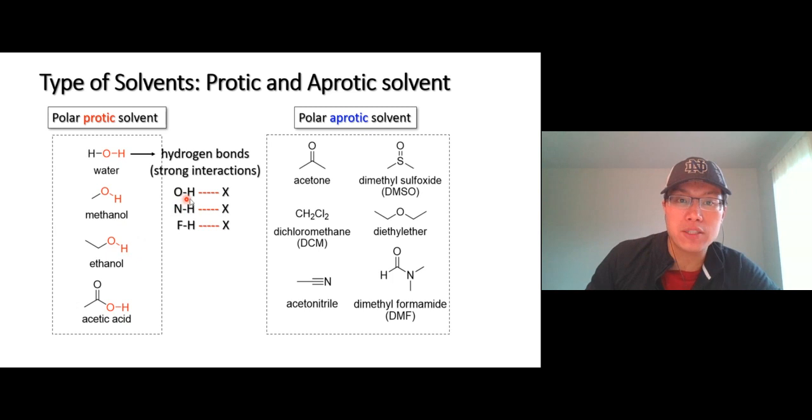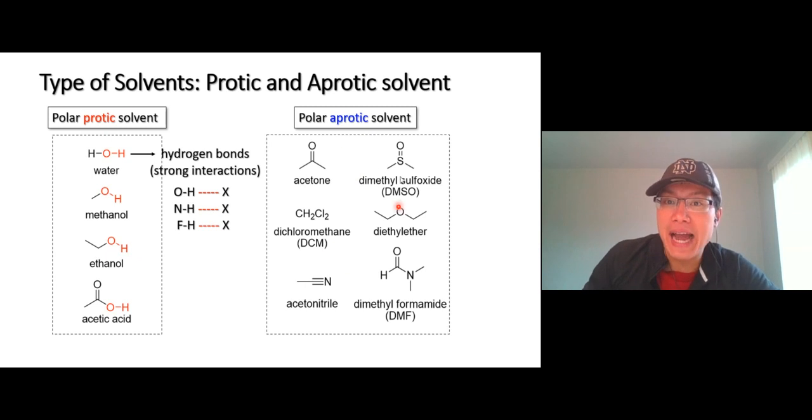Just to review real quick, if you want to form a hydrogen bond, you need an OH and an oxygen, an NH and another nitrogen, or an FH and another fluorine. But you're not going to see a solvent that has fluorine on it, so just these two right here. So they can form hydrogen bonds, and we call them polar protic solvents.